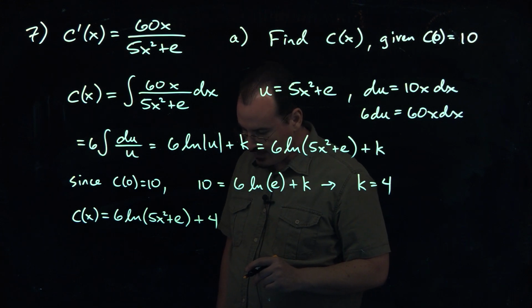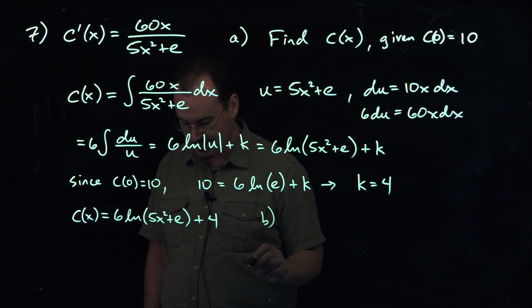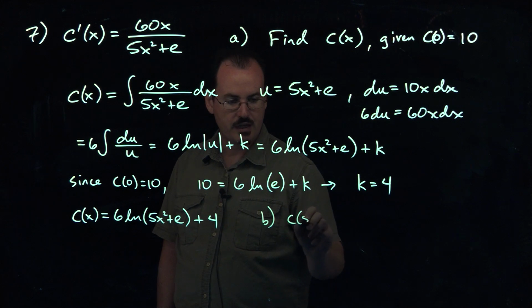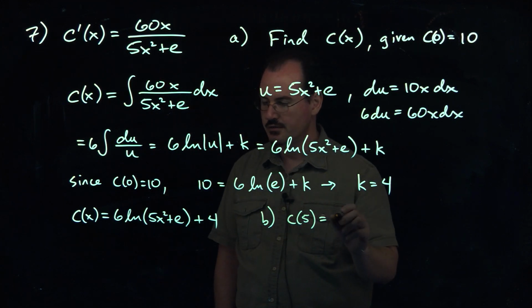It says for part B, the company will seek a new source of investment income if the cost is more than $20,000 to produce 5 units. Should they seek the new source? So really all this is boiling down to for part B is what is C of 5? What is C of 5? Well, how do I find that? I just plug 5 into this function that I just found.